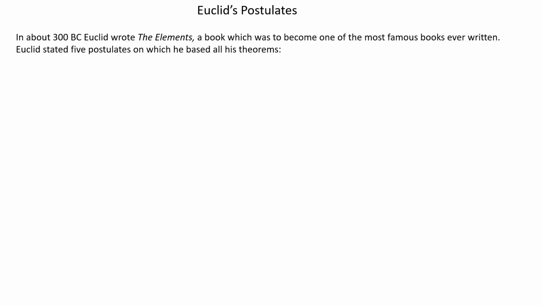Now, the geometry of Euclid is quite different from that of Thales. In about 300 BC, Euclid wrote a book called The Elements, which was to become perhaps one of the most famous books ever written. And in this book, he stated 5 postulates on which he based all of his theorems. Euclid is often credited as having invented the axiomatic approach to mathematics. Now, the axiomatic approach starts with some basic assumptions which no reasonable person could refute, and from that you build on and produce more complicated theorems which follow logically.